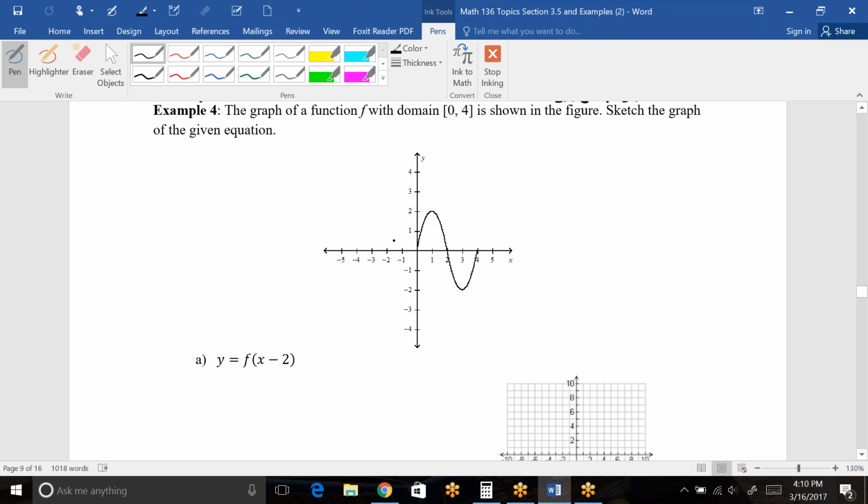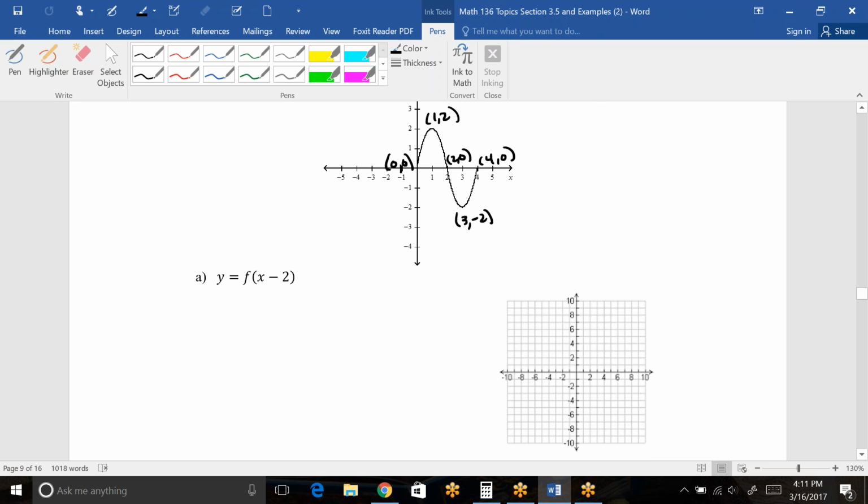It is (0, 0), because I want to know my 5 key points that I can see here. (1, 2), (2, 0), because that's at the x-axis again, (3, -2), and (4, 0). I'm going to take these 5 key points and look at these directions for how to transform them.